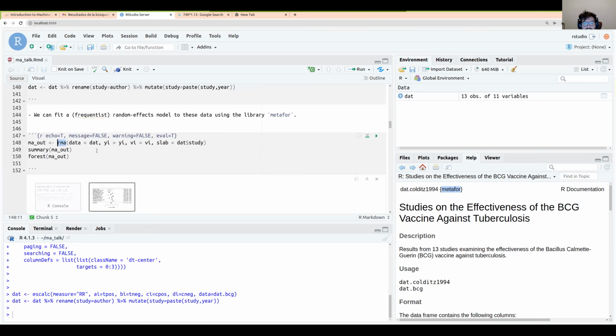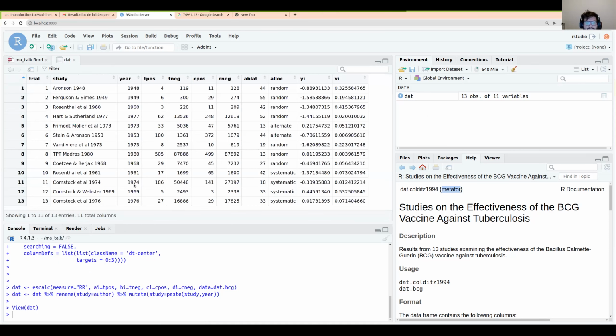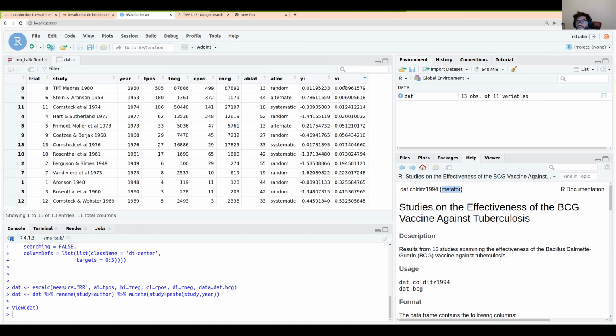If you have used metafor, this is the function to run a random effects model under a frequentist approach. Let's look at the data to see what was added from the original data set. The original data set ended at the variable alloc, but now the function escalc gave you 2 more columns, yi and vi. The yi is the effect size, the log risk ratio for treatment versus control, and vi is the variance surrounding this estimate. These are the two columns that we're going to use in both the frequentist and Bayesian approach.